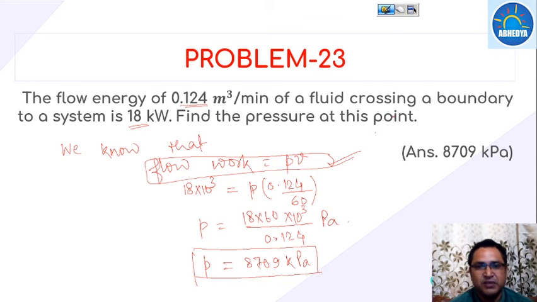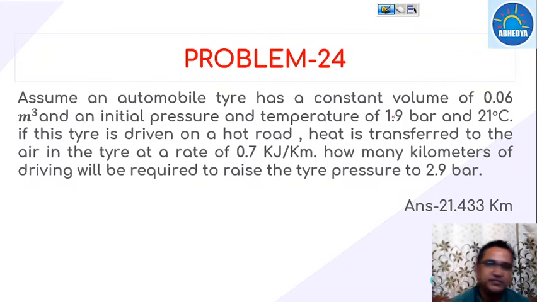Now the next problem is: this question was asked in the Indian Forest Service examination in 1999. The question says, assume an automobile tire has a constant volume of 0.06 meter cube. Okay, the volume of the tire is constant.